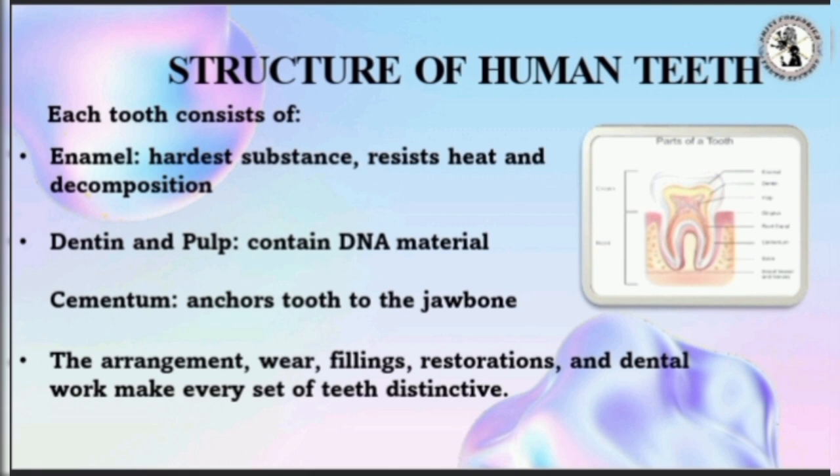Structure of human teeth. Each tooth consists of enamel, the hardest substance, which resists heat and decomposition. Dental pulp contains DNA material. Cementum anchors the tooth to the jawbone. The arrangement, wear, fillings, restorations, and dental work make every set of teeth distinctive.